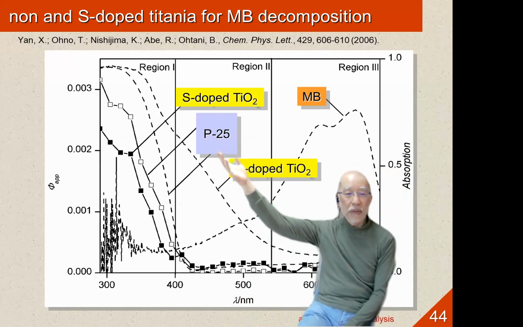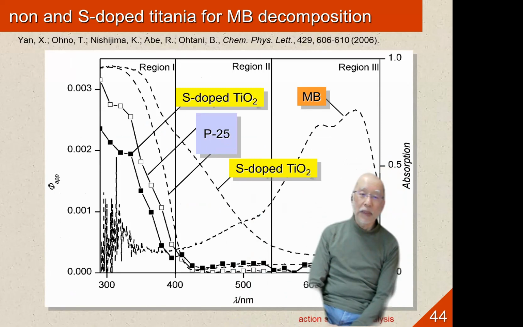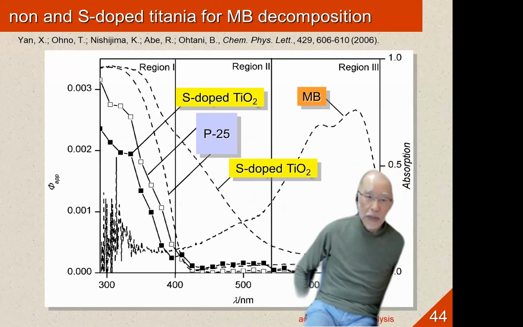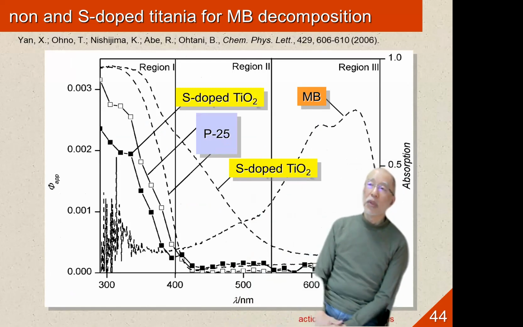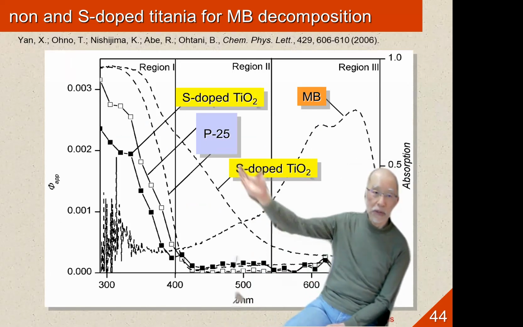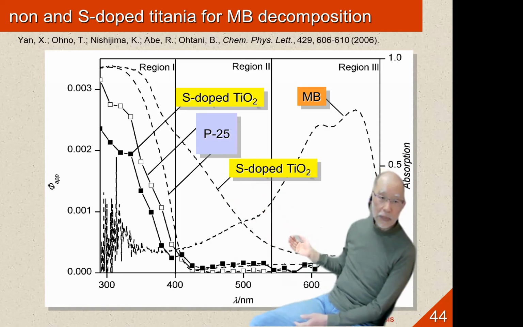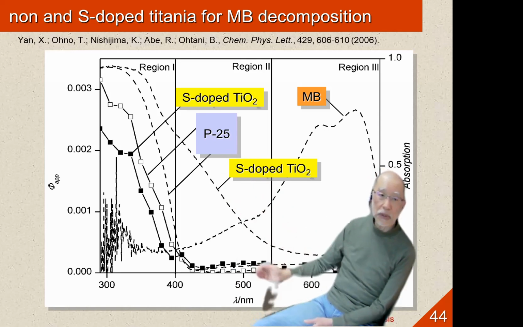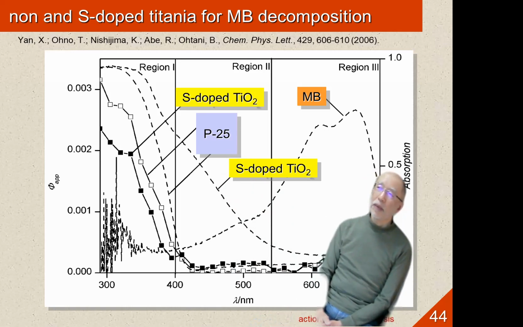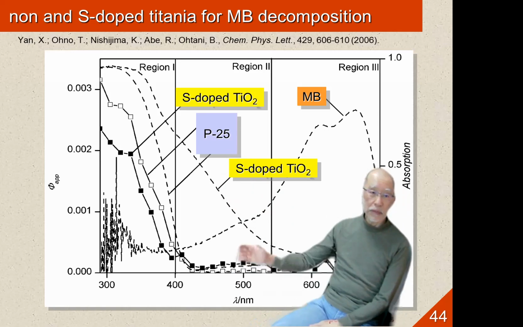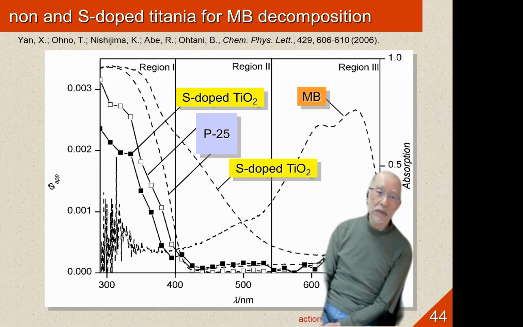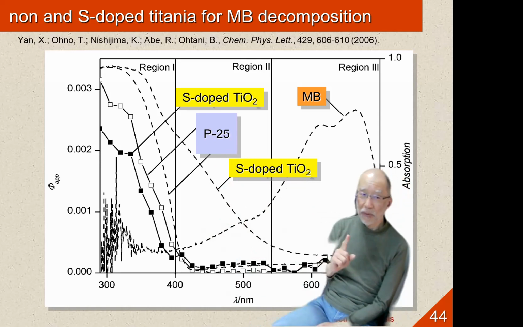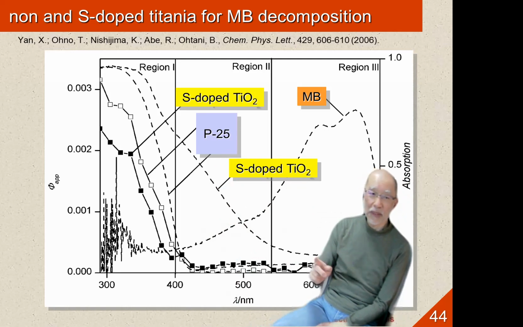P25 is a very famous commercial titanium oxide, and this is white. And Professor Ono in Kyushu Institute of Technology prepared a sulfur-doped titanium oxide absorbing visible light. So this is the absorption spectrum, and the absorption is extended to 600 nanometers. So that is yellow color. So the blue part is mainly absorbed by this. So this is a visible light absorbing titanium oxide, but it is not yet proved that it has visible light activity.